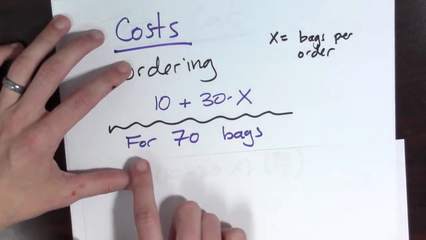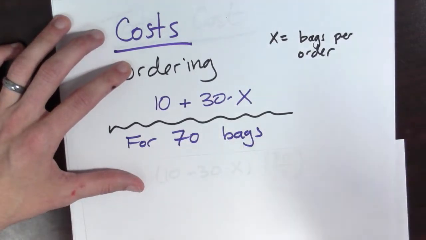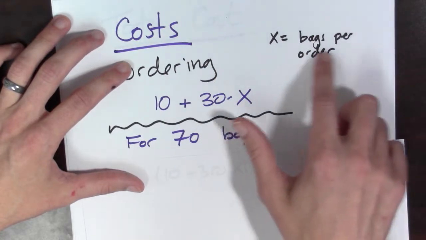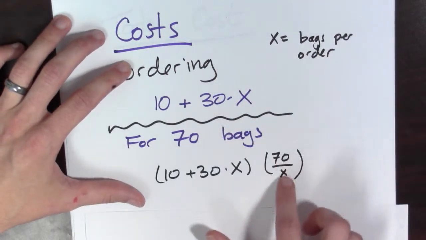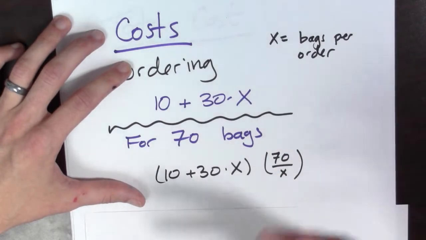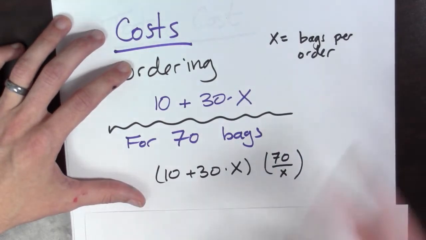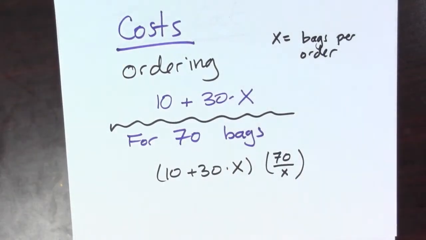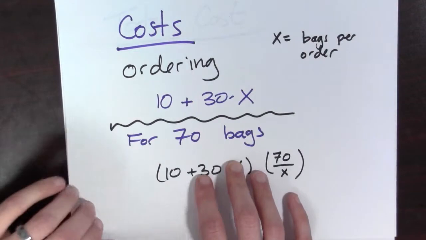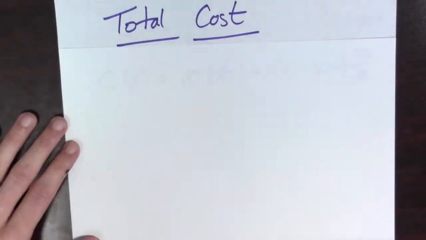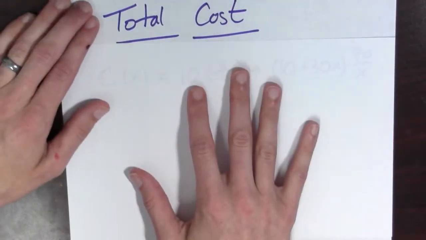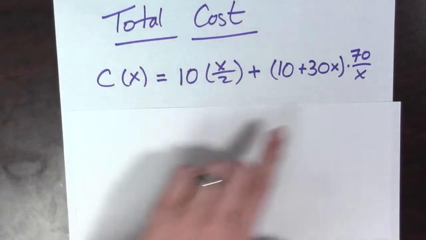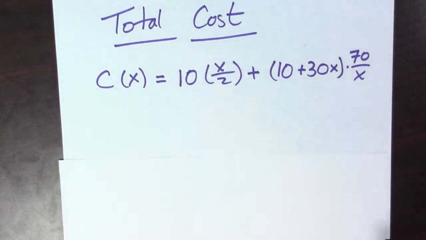However, for 70 bags, you have to make more than one order. If you buy them all at once, then you multiply by 1, so 70 over 70. But if you buy, say, 35 at a time, then you need to make 2 orders, and that would be 70 over 35. So this is the cost for ordering here. So now, the total cost of all this is going to be the storage cost plus the ordering cost.